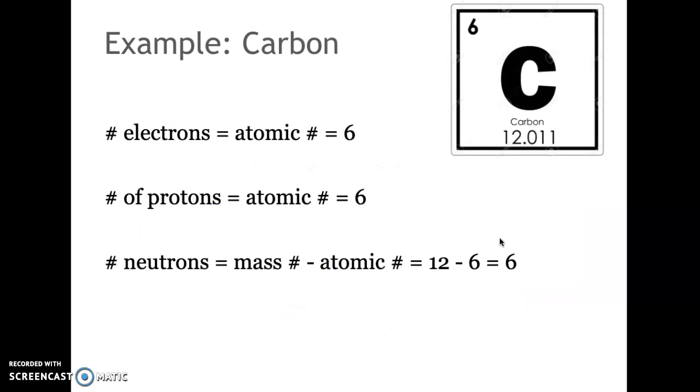So let's do an example. So here's back to carbon. So number of electrons is equal to the atomic number. So that's the one up here, so 6. Same with protons is the atomic number, so 6.